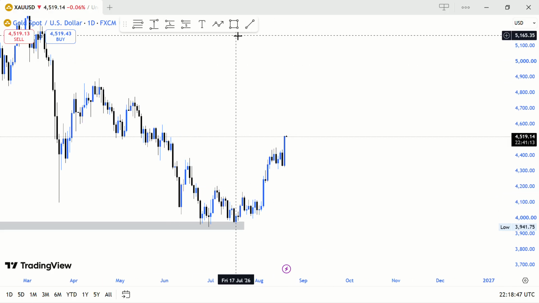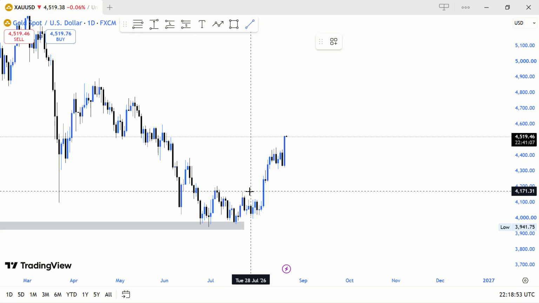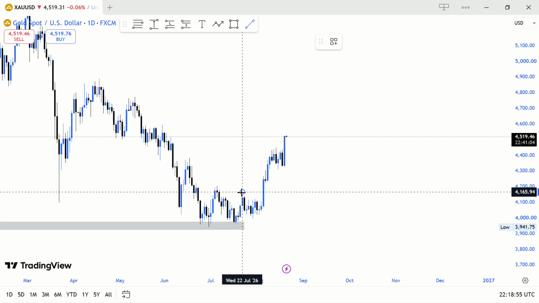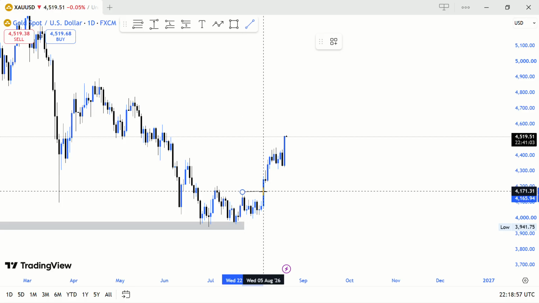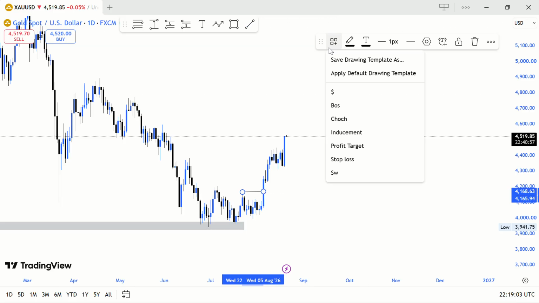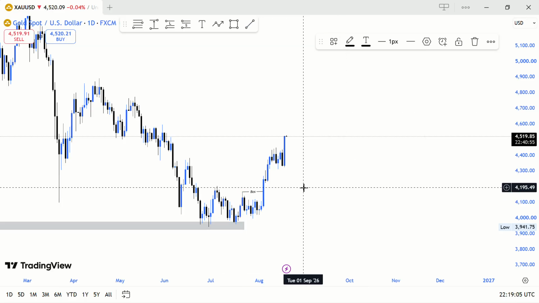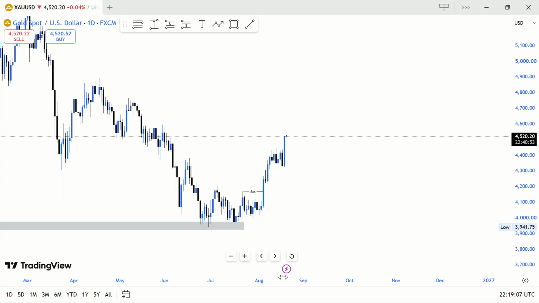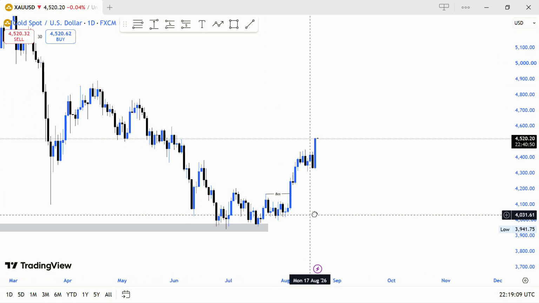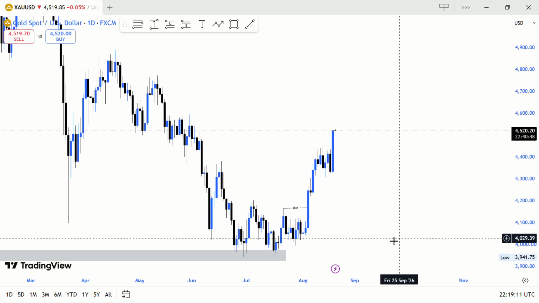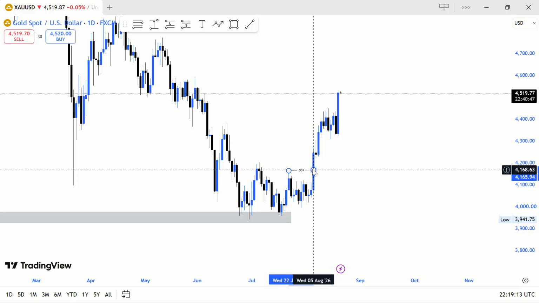So from here we got this level, this push up. This is our BOS. BOS means break of structure. Now this is a break of structure to the upside.